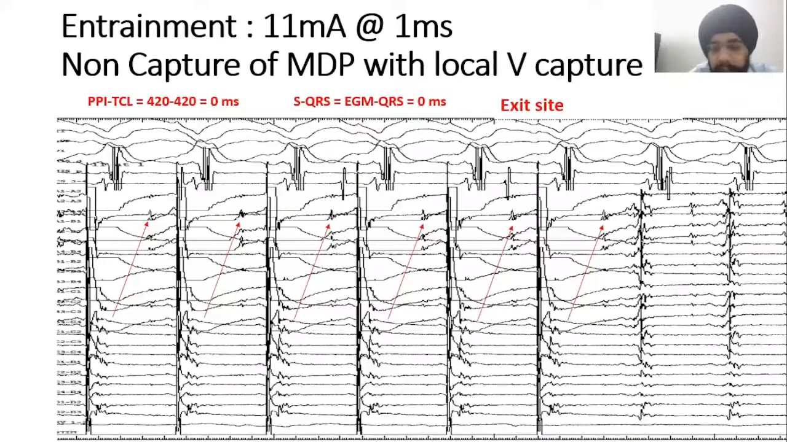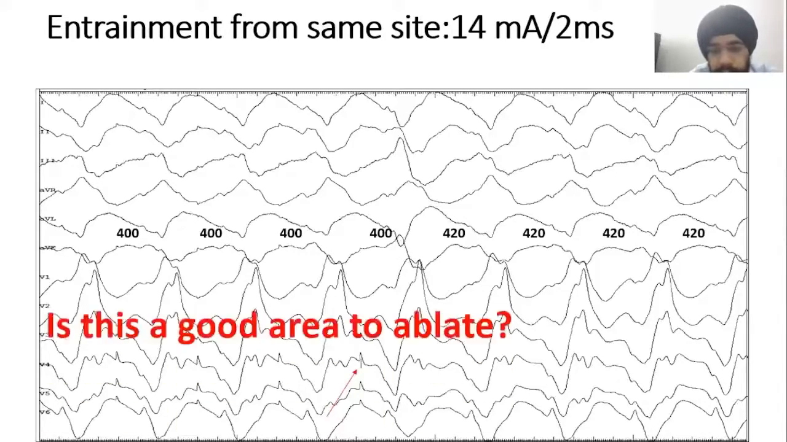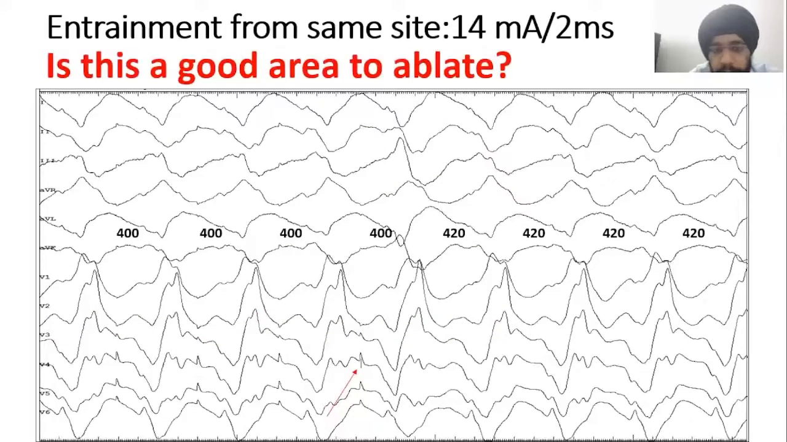Since we had a mid-diastolic potential there, and this area was adjacent to the area of isochronal crowding, we decided to increase the pacing output. We increased the pacing output to 14 at 2 milliseconds and again tried to entrain the tachycardia. Again, we can see here we have accelerated the tachycardia to the pacing cycle length. There is entrainment with concealed fusion. And now, is this a good area to ablate?